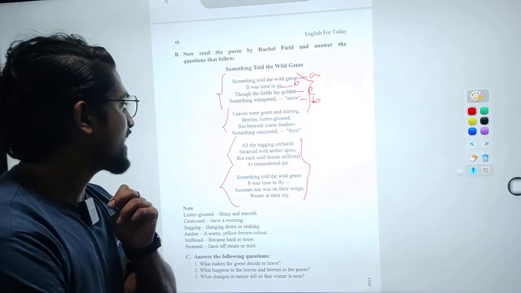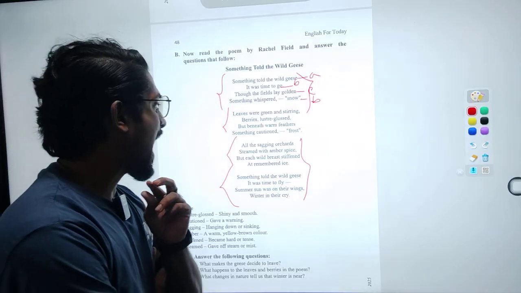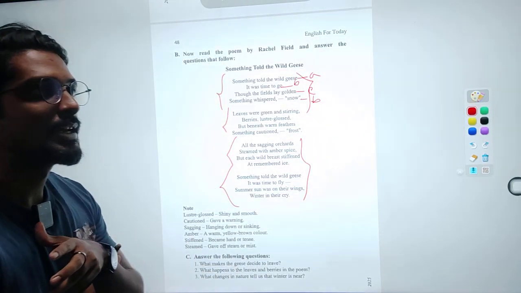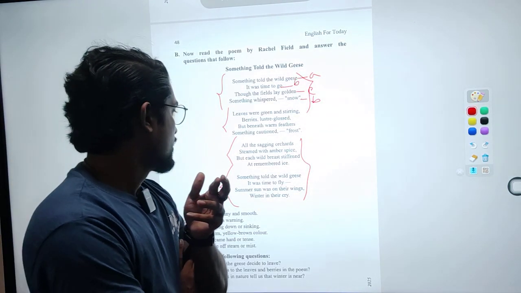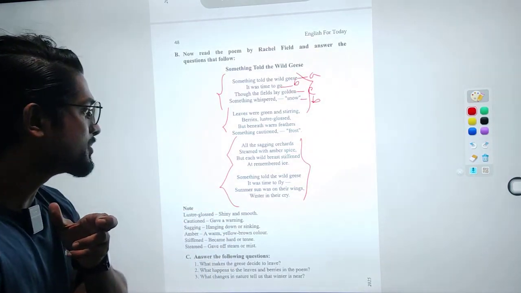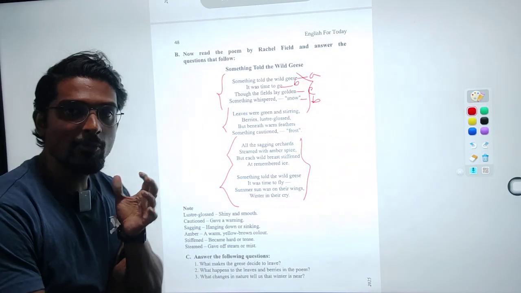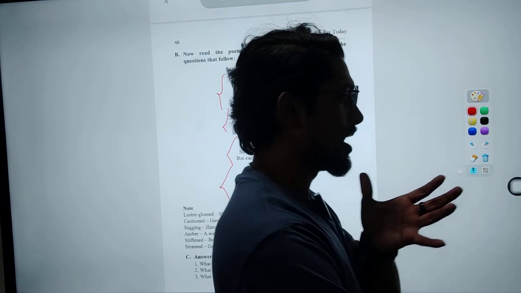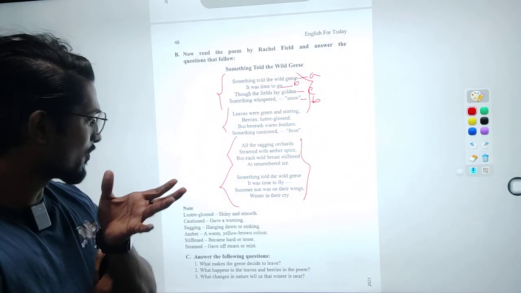All the sagging orchids streamed with amber spice. Amber means you can say something is very holy water. Okay, but each wild grass stiffened at remembered eyes. Stiffened means শক্ত হয়ে যাওয়া, অর্থাৎ they were thinking about something frostbite or the place was very cold that they can't fly.